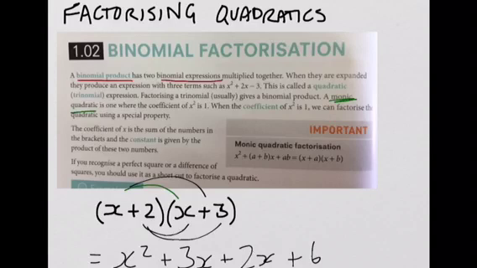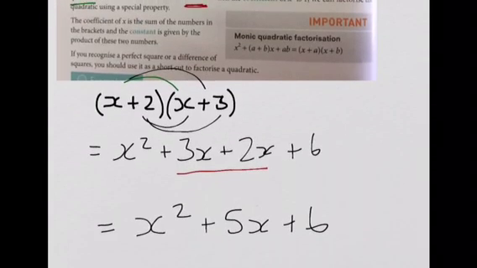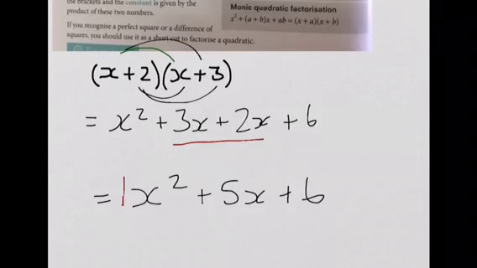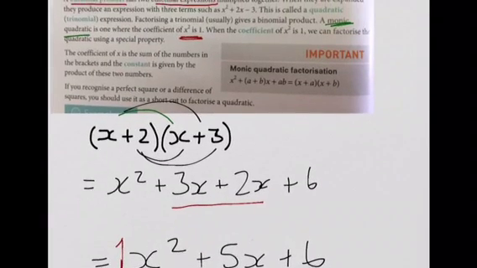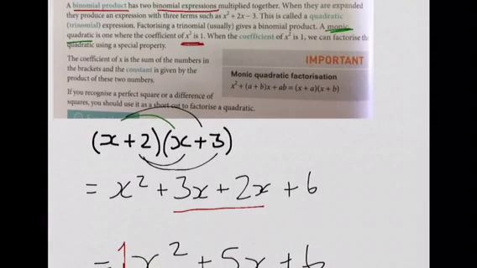Now going back to what the book was saying, a monic quadratic is one where the coefficient of x squared is 1. In this case we have 1x squared here, so the coefficient of x squared is 1. So this is a monic quadratic. The book then goes on to say that when the coefficient of x squared is 1, we can factorise the quadratic using a special property. This property is that the coefficient of x is the sum of the numbers in the brackets, and the constant is given by the product of these two numbers.